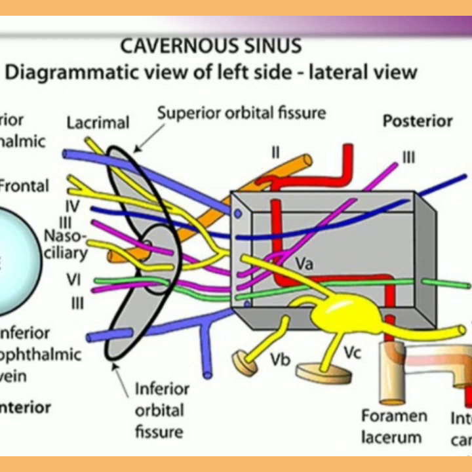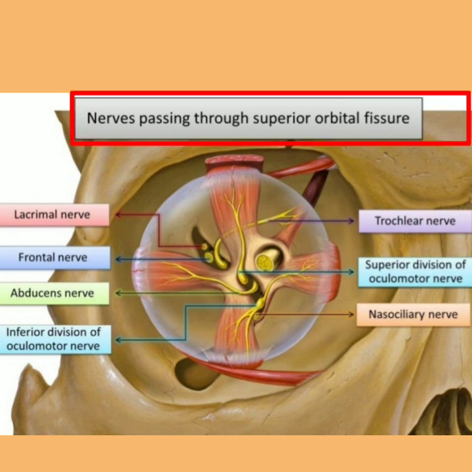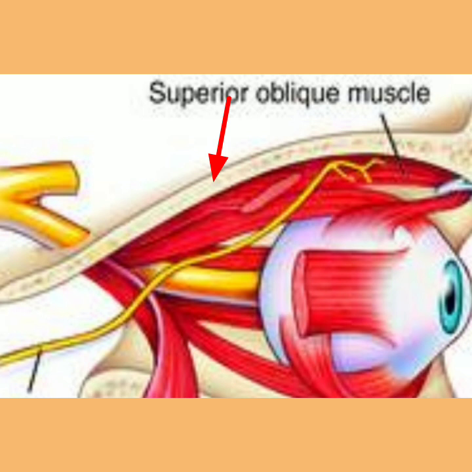Next, we see the intraorbital course of the trochlear nerve. The trochlear nerve enters the orbit through the lateral part of the superior orbital fissure. In the orbit, it passes medially above the origin of levator palpebrae superioris and ends by supplying the superior oblique muscle on its orbital surface.